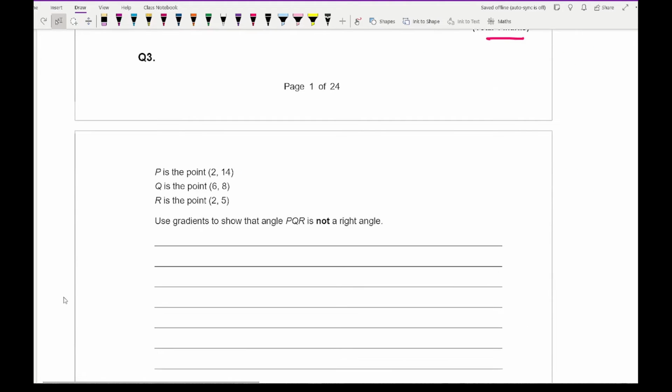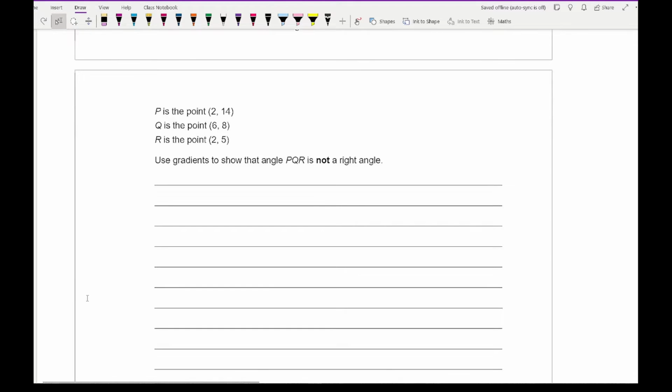Moving on to question 3, it says that point P is at the point 2, 14, point Q is at the point 6, 8, and point R is at the point 2, 5. Use the gradients to show that the angle PQR is not a right angle. So for these types of proof questions, what you want to show is if it's not a right angle, then the gradient of PQ times the gradient of QR is not going to equal minus 1.